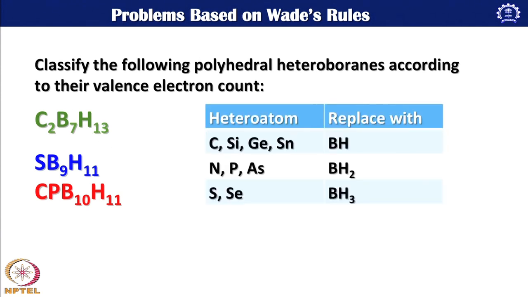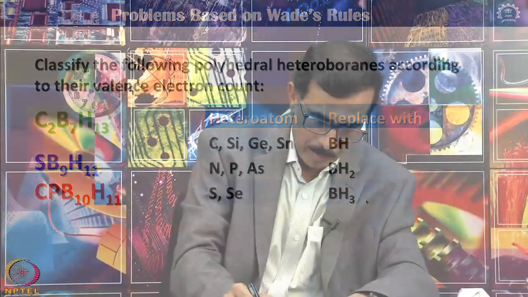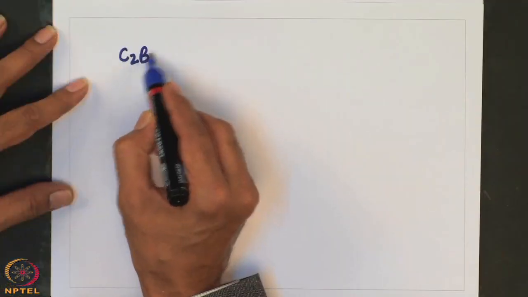Okay. And of course, we should remember here, carbon, silicon, germanium and tin would replace one BH unit, whereas from group 15 they replace one BH2 unit, and in case of sulfur and selenium we have to take out one BH3 unit. Here one BH2 and here one BH3. So, C2B7H13.